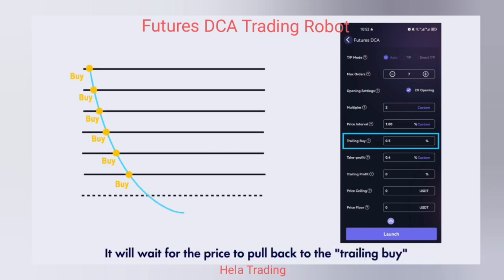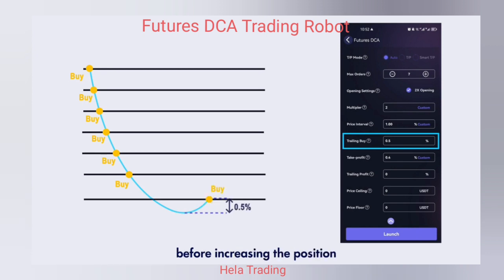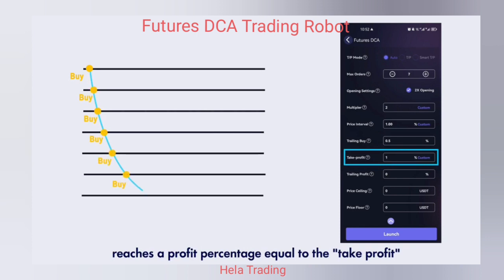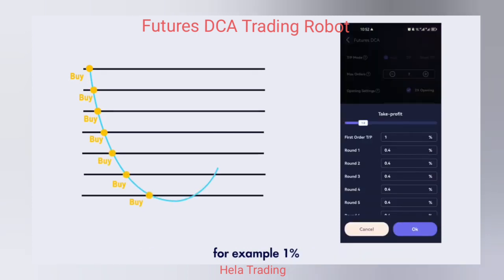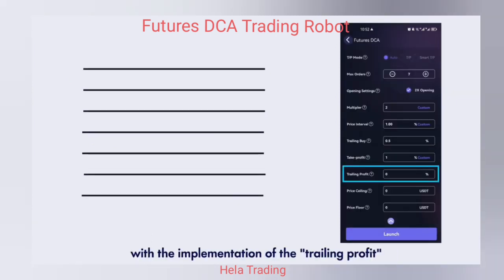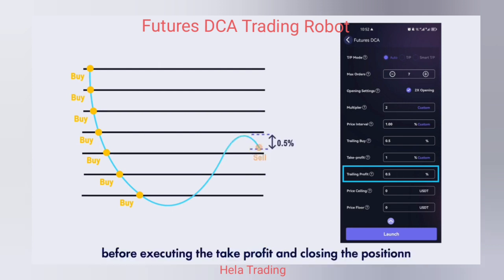It will wait for the price to pull back to the trailing buy, for instance, set at 0.5%, before increasing the position. Once the last position reaches a profit percentage equal to the take profit, for example, 1%, it will close positions. Similarly, with the implementation of the trailing profit, when the take profit is reached, the robot won't close the position right away. It will wait for the price to call back to the trailing profit, for instance, set at 0.5%, before executing the take profit and closing the position.